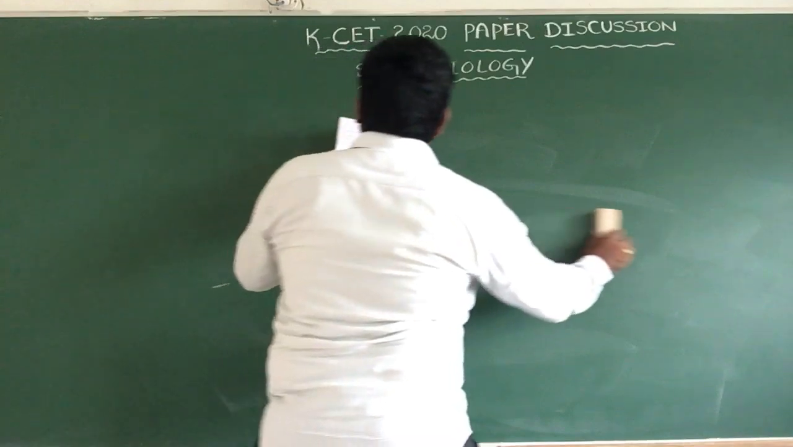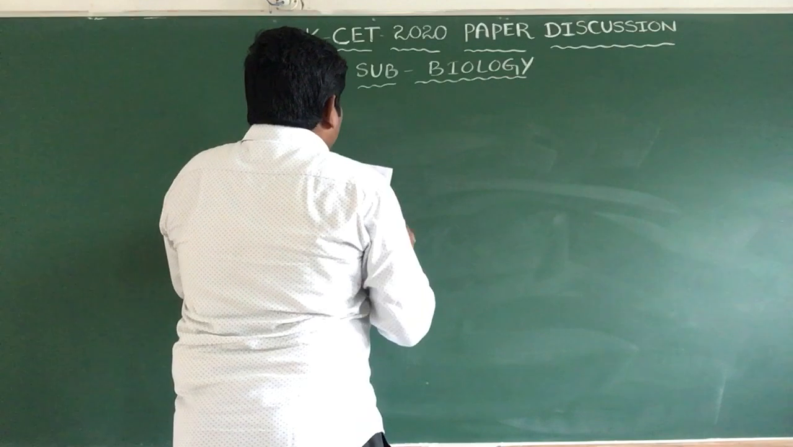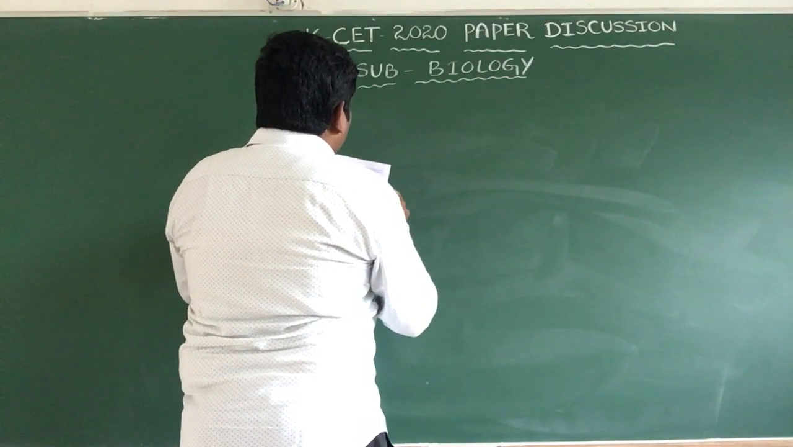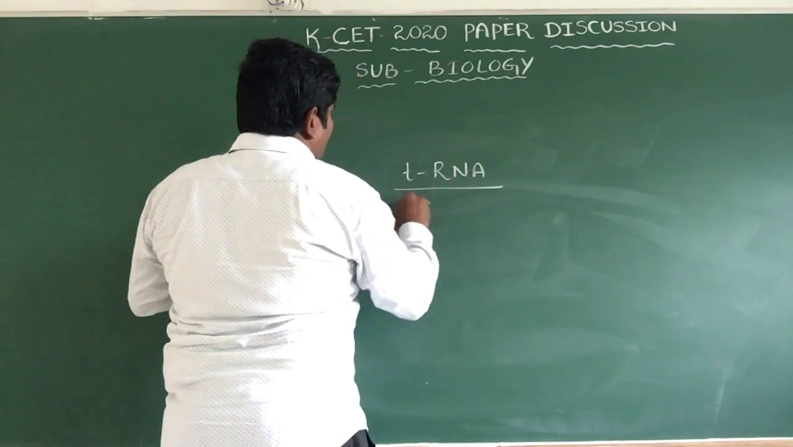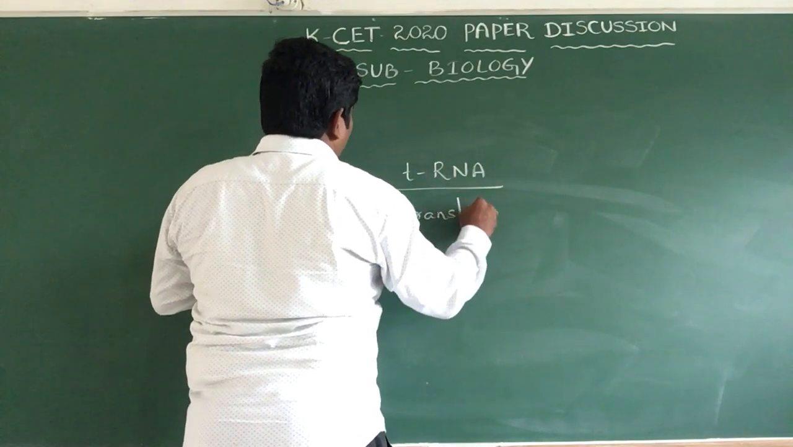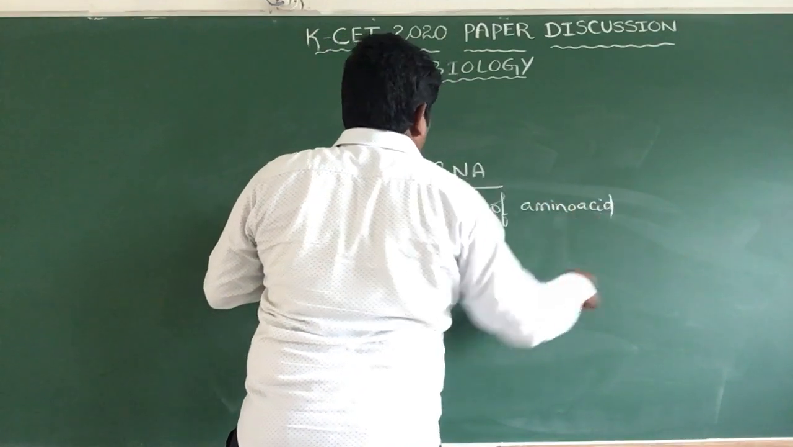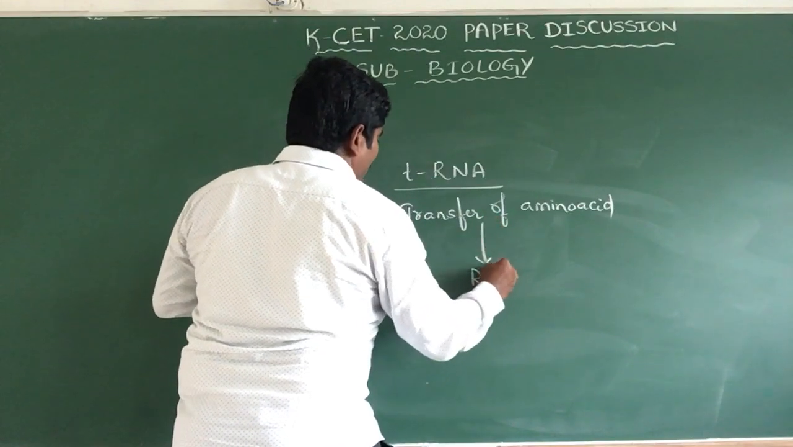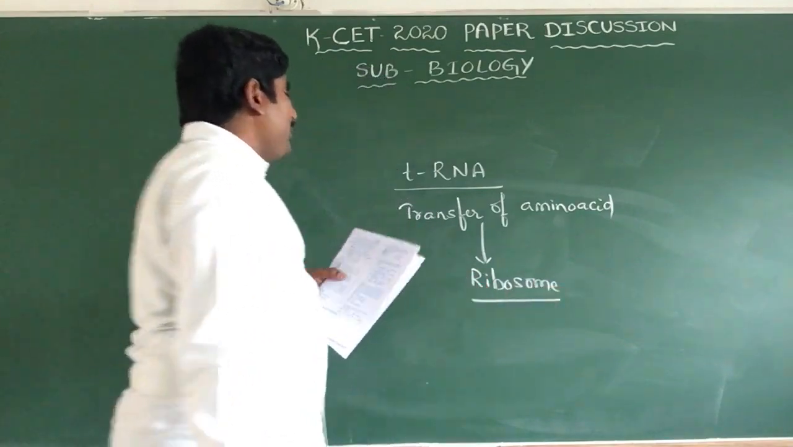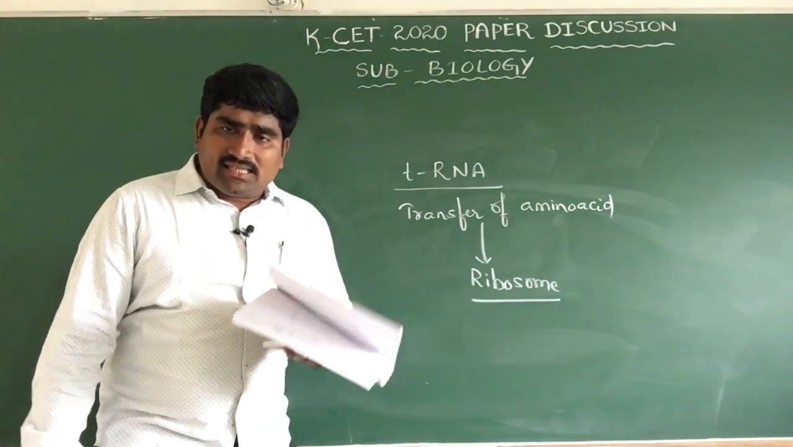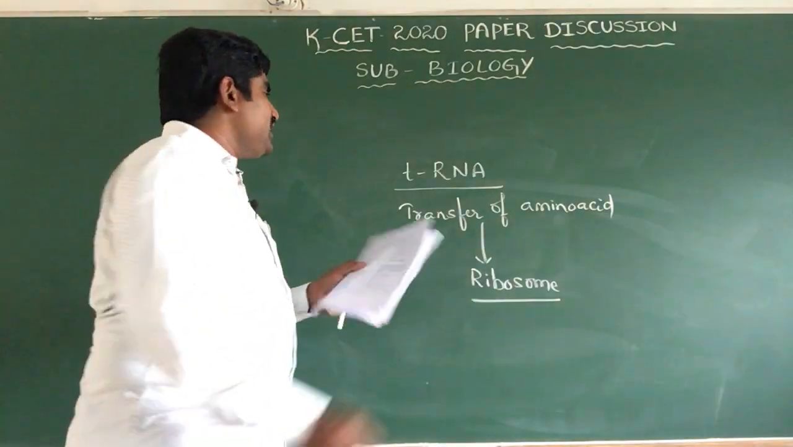Next one is, which of the following types of RNA carries amino acids towards the ribosome during translation? So that is tRNA. The function of tRNA is transfer of amino acids from the amino acid pool to the ribosome surface for the process of translation. During translation, what will happen? tRNA transfers amino acids from the amino acid pool to the ribosome surface. The answer is tRNA.